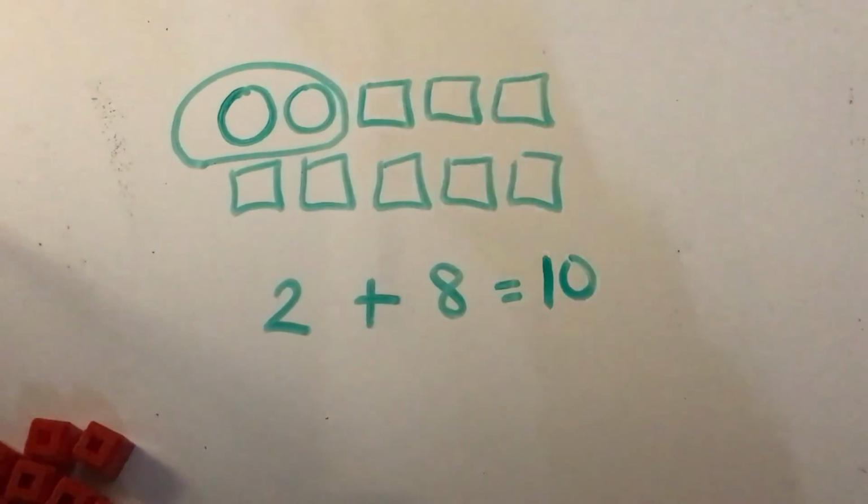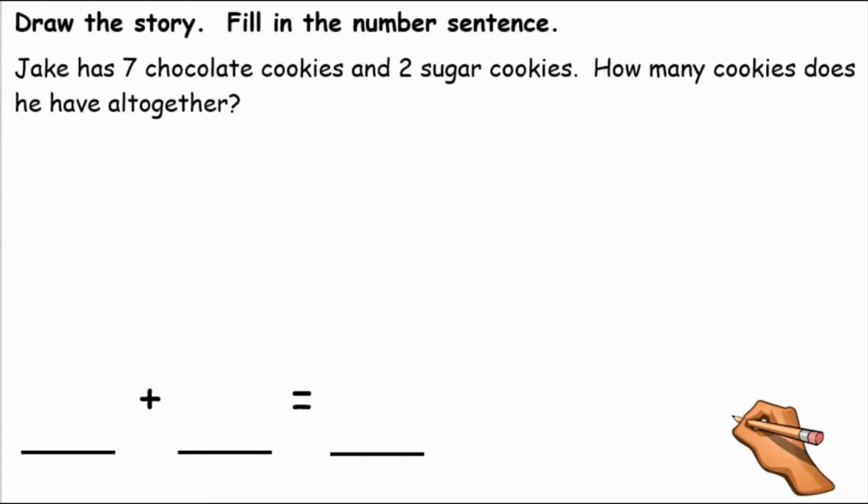All right, let's practice some more. Here is a story. We're going to draw the story and then fill in the number sentence. Jake has 7 chocolate cookies and 2 sugar cookies. How many cookies does he have all together?